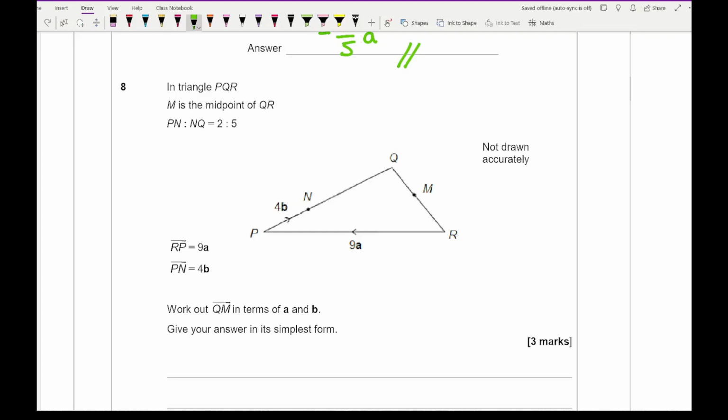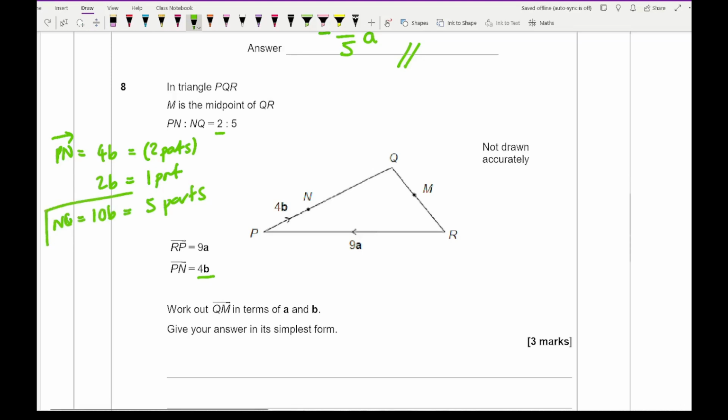Now P to Q is going to be looking at this. So we know that P to N is 4B. So that means that 4B, if I just write P to N, is that, and that equals 2 parts. So that means then that one part is going to equal 2B, and 5 parts, which is N to Q, is therefore going to equal 10B. So N to Q is going to be 10B.